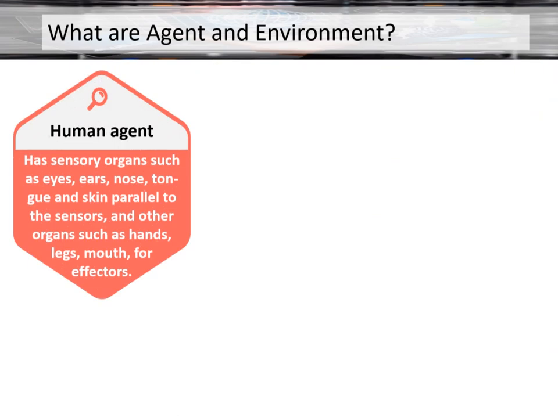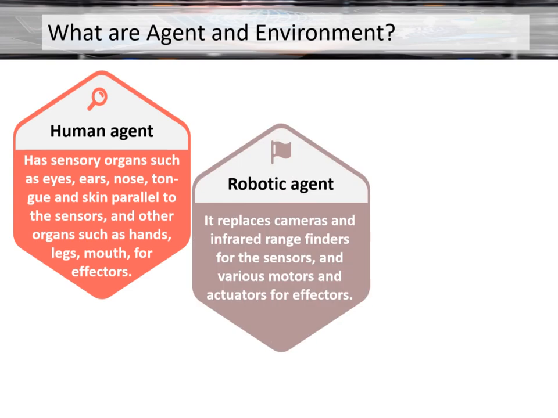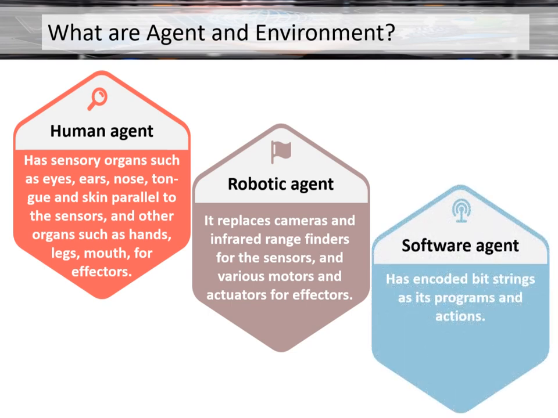A human agent has sensory organs such as eyes, ears, nose, tongue, and skin parallel to the sensors, and other organs such as hands, legs, and mouth for effectors. A robotic agent replaces these with cameras and infrared range finders for the sensors, and various motors and actuators for effectors. A software agent has encoded bit strings as its programs and actions.